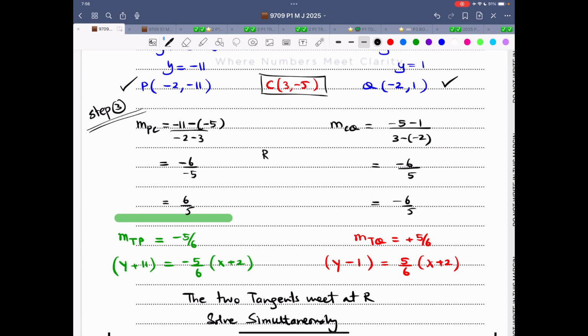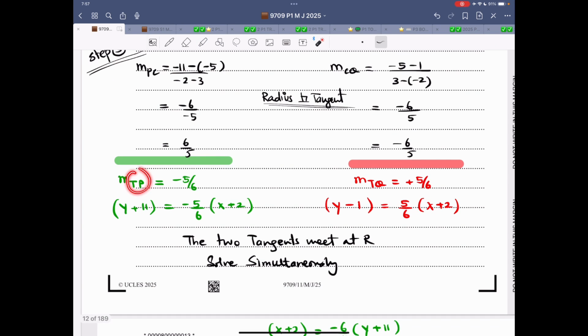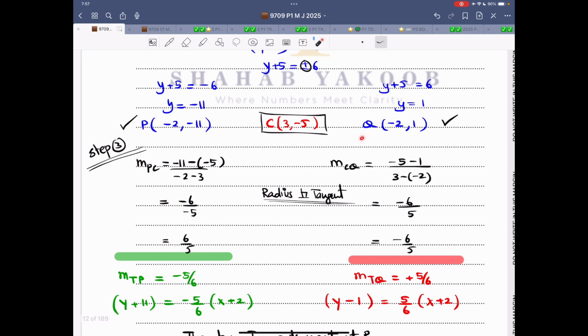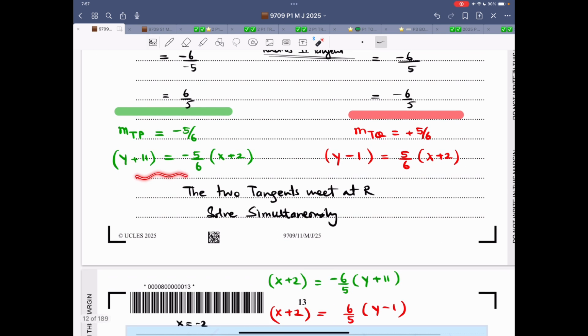Why? Because the radius is perpendicular to the tangent at the point of contact. That is the property that we use. We have CQ, and then we find the gradient of the tangent at Q. So T stands for tangent. So there is a gradient TP, there is a gradient TQ. A lot of people forget to flip this thing. We have the coordinates P (-2, 11). We have the coordinates Q (-2, 1). That's the equation of TP. That's the equation of TQ. The two tangents meet at R. At R, therefore, solve simultaneously.